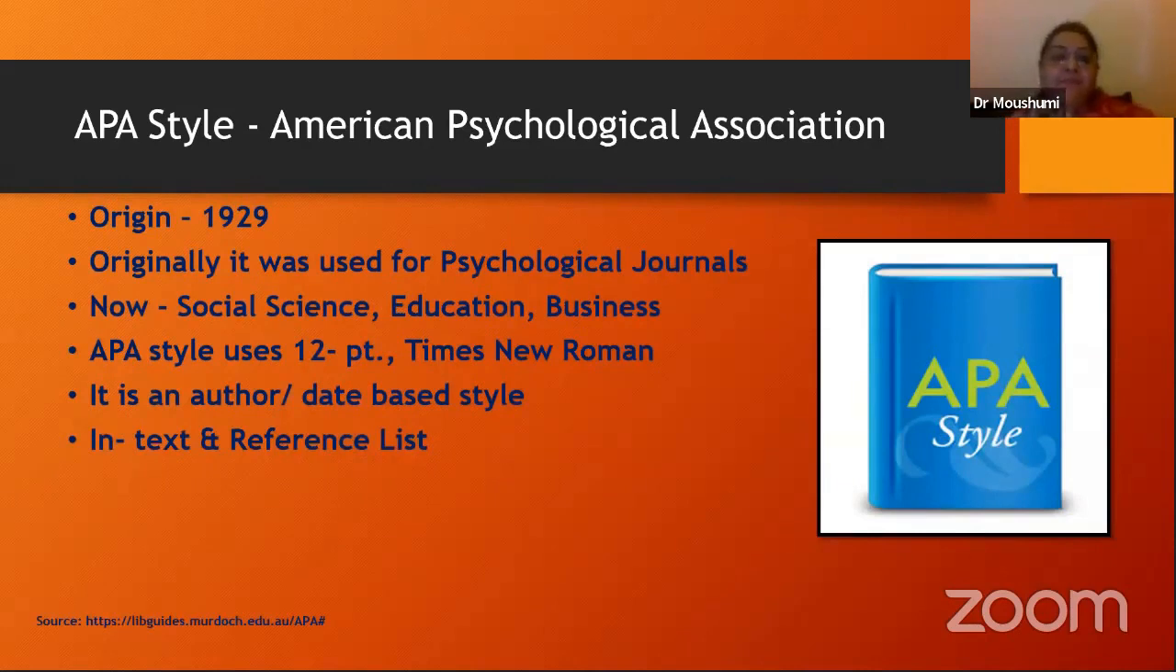Actually, the full form of APA is American Psychological Association. The origin is in 1929. Originally, APA style was used only for psychological journals. With time, APA style has been taken over by social sciences, by education, and also by business. Whenever you're using APA style, we need to use 12 point and Times New Roman. APA style is also called author-date based style. That means, in your in-text citation, whenever you write, you have to write the surname of the author and the date.